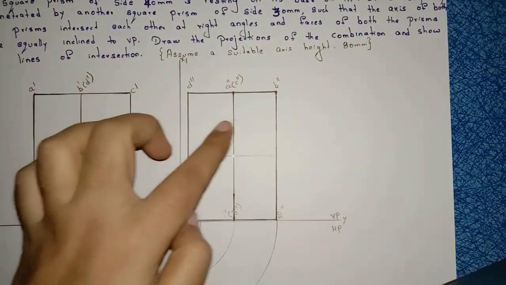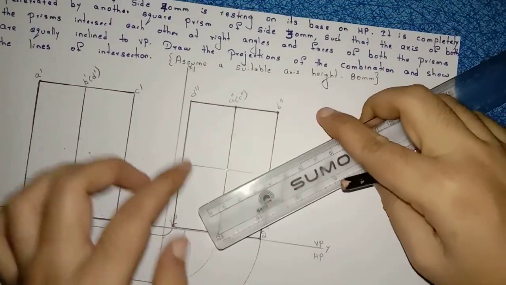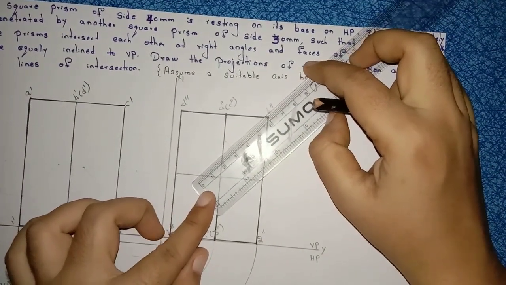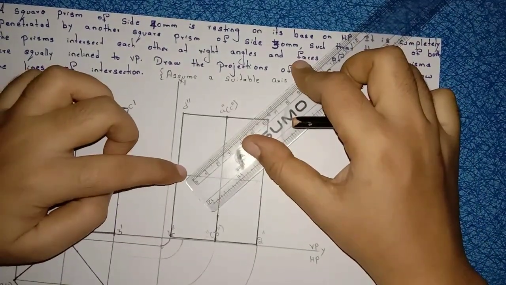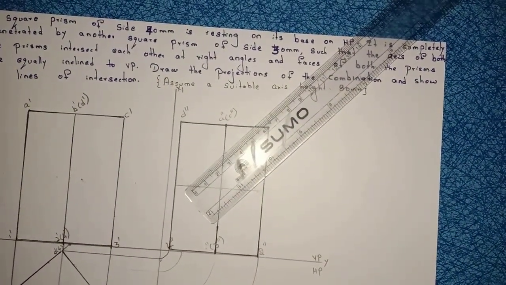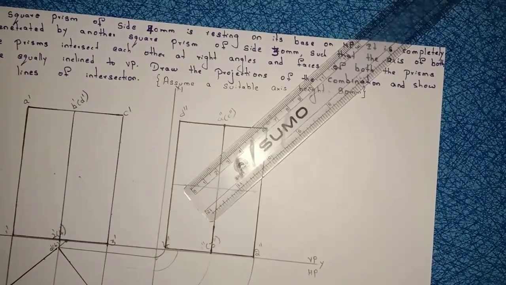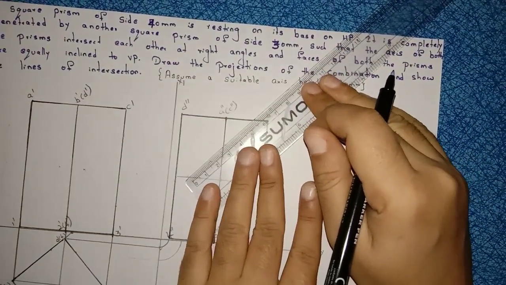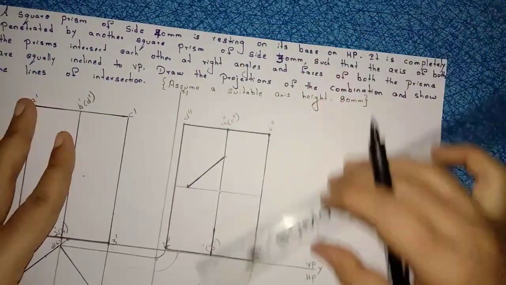See, you can take any of this side: 1, 2, 3, 4. You can take any side. Just I am taking on this side. See, just place your scale like this, right? Move your scale. By trial and error method, 0 should touch this horizontal line, 30 should touch the vertical line. So how am I constructing? See, I am moving my scale like this, right? I am constructing a square of 30 mm.